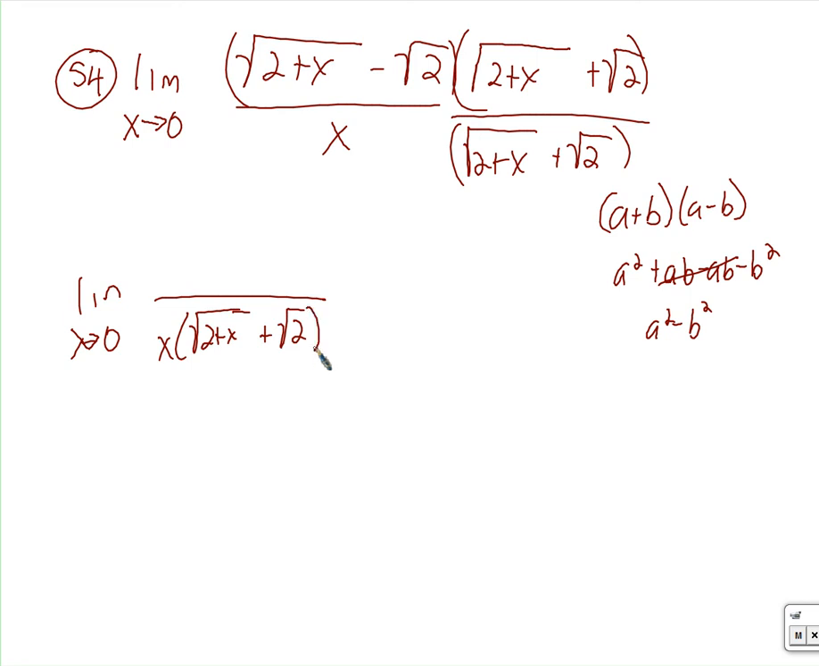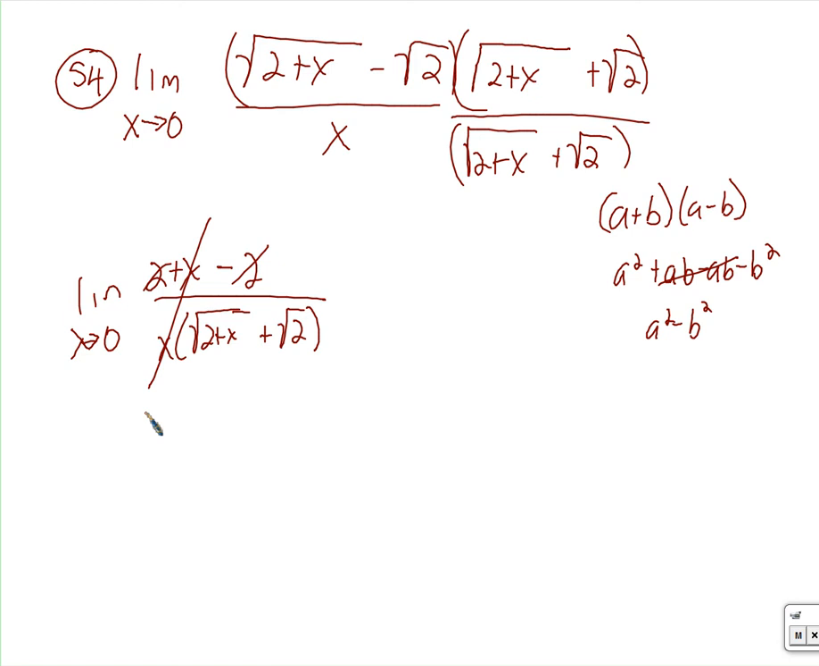In the numerator, what do we get? We can just follow this pattern here. We can multiply it out and realize the middle thing is canceled. We're going to get square root of 2 plus x times square root of 2 plus x. What's that? 2 plus x. And then we're going to have square root of 2 plus x times positive square root of 2, and square root of 2 plus x times negative square root of 2. Those are the exact opposite things that cancel each other out. Negative square root of 2 times positive square root of 2, negative 2. What happens? 2 minus 2 goes away.